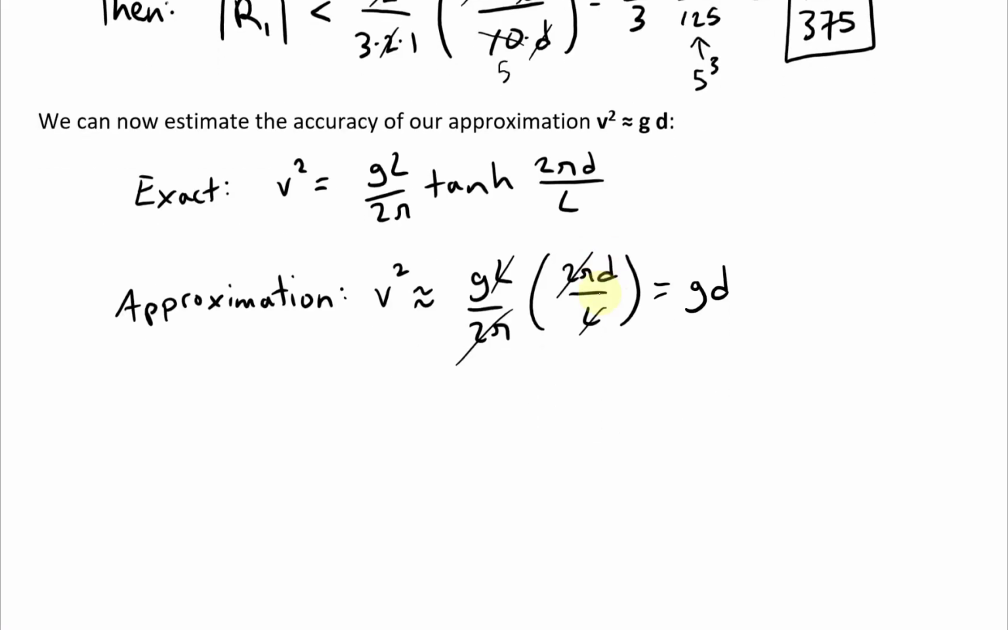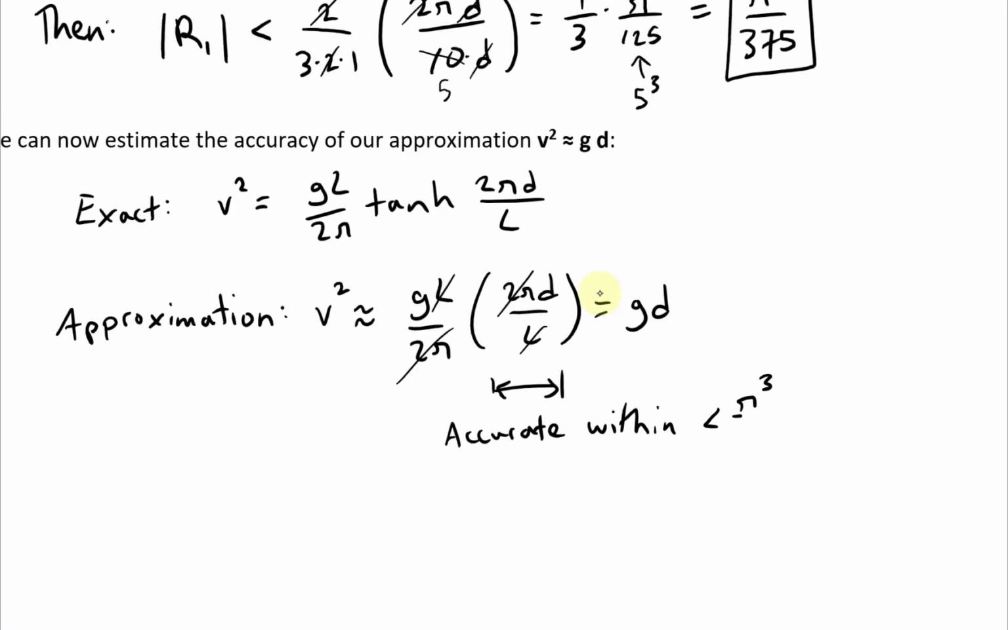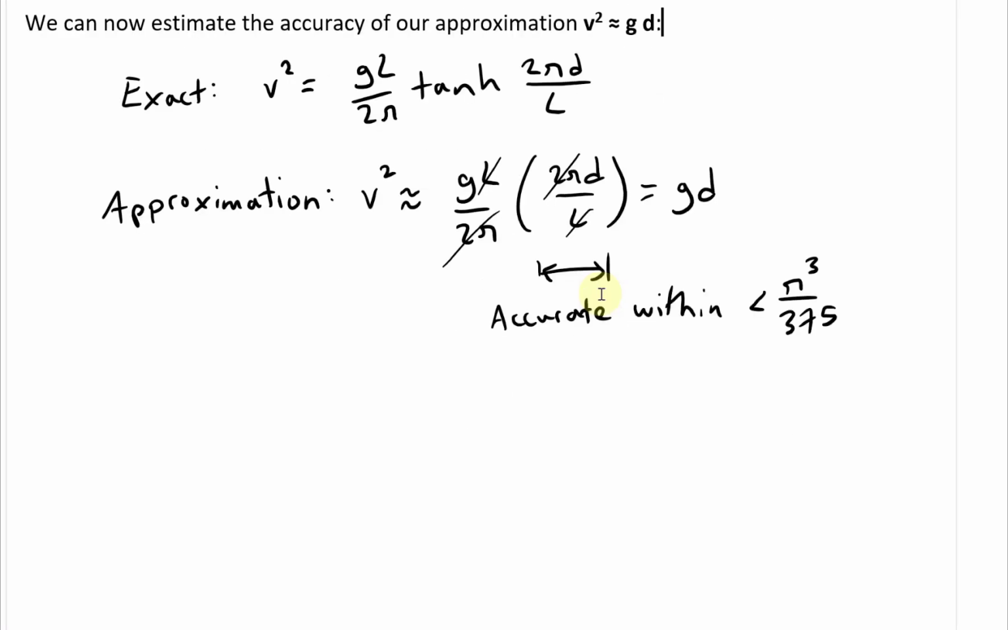So now the error in this approximation, this 2 pi d over L, is accurate within, or less than, pi cubed over 375. So if this part is accurate within pi cubed over 375, then our net error using this approximation is going to be less than, and we just multiply by this full thing. You multiply this by the error of this one to get the full v squared error.